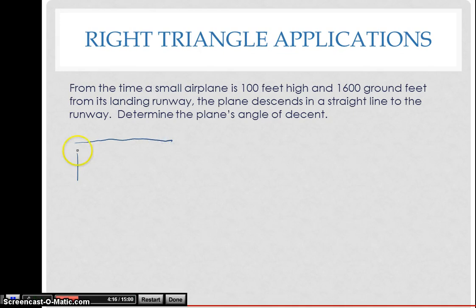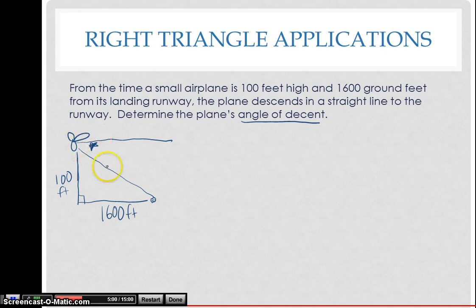It's going along, right? It's flying in a straight line horizontally. And so here's our airplane. And we know that it's 100 feet off the ground and 1,600 feet away from the runway. So the runway is like over here. And we know that the plane's going to be going down to hit the runway. And we see that this forms a right angle. Okay. The plane descended in a straight line, so the angle of descent is this angle right here. Okay. So we want to find what this angle is.